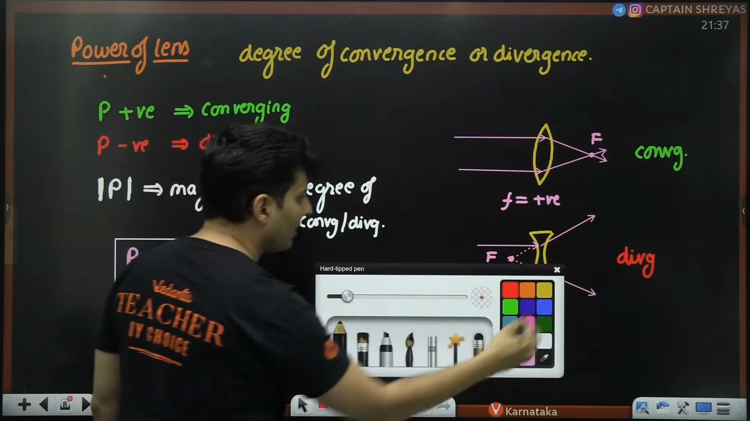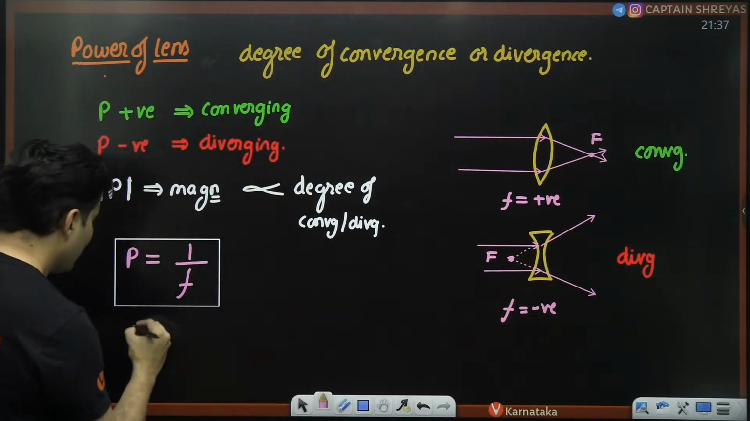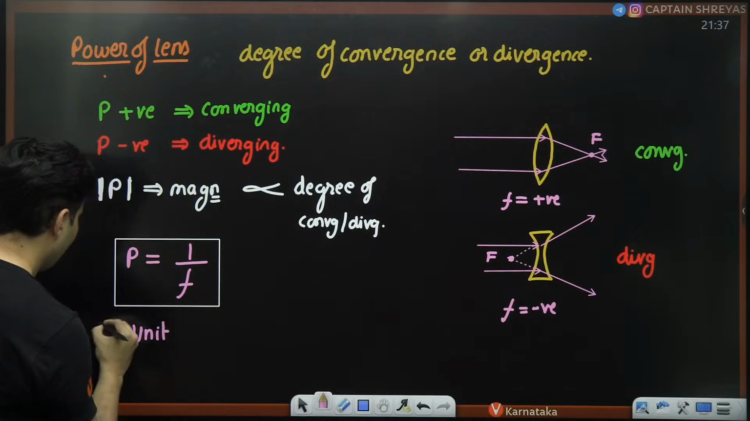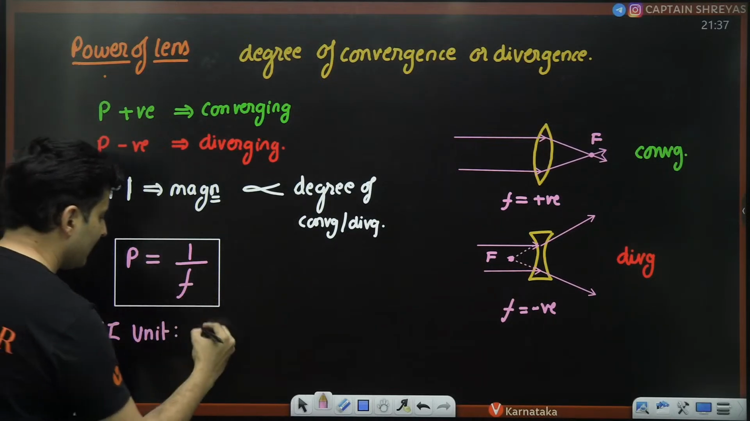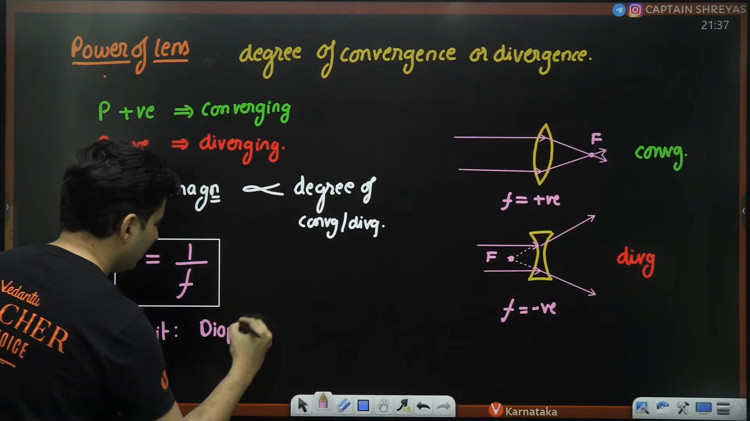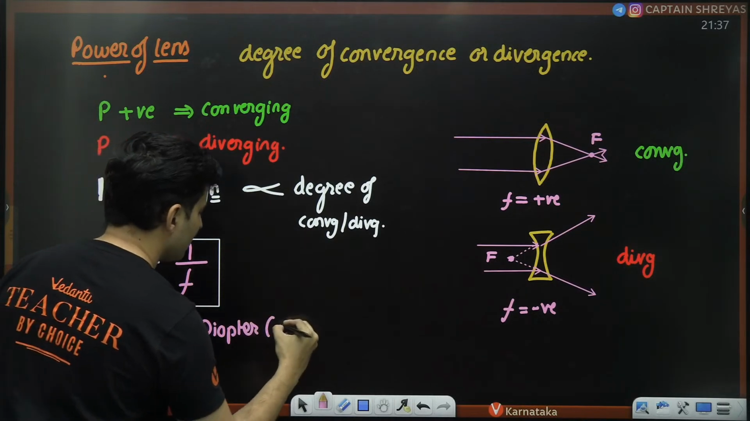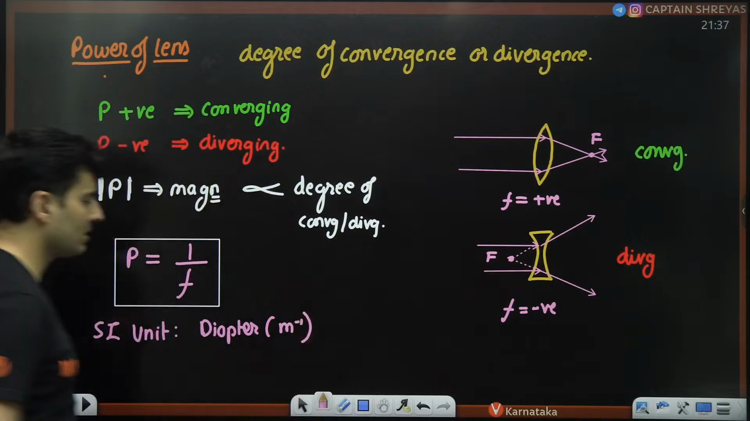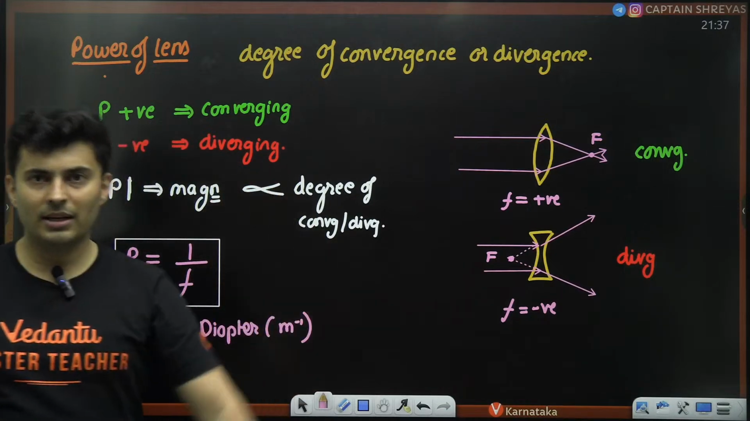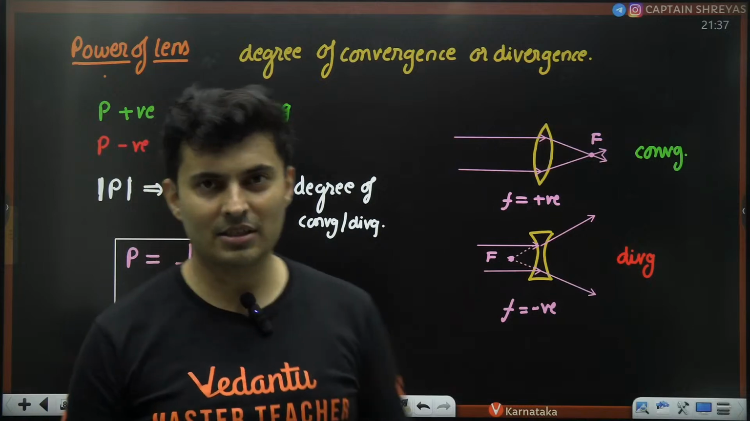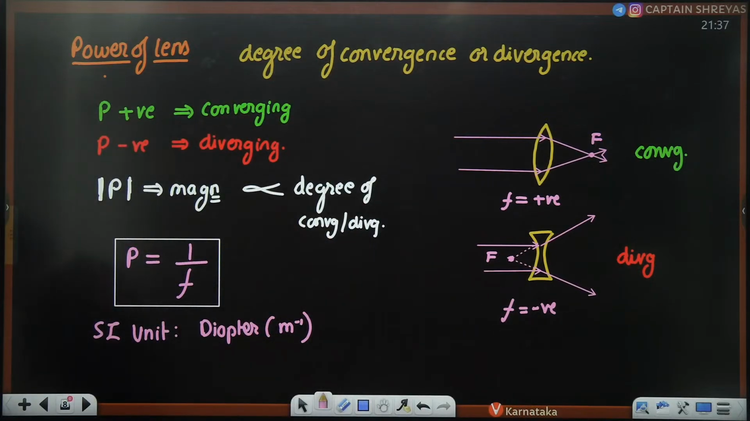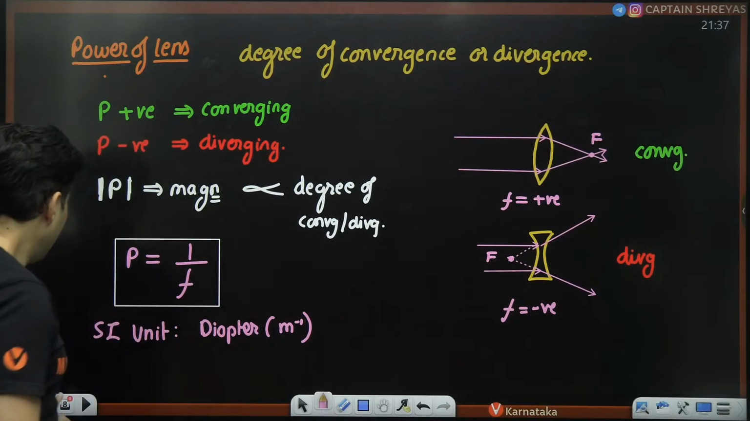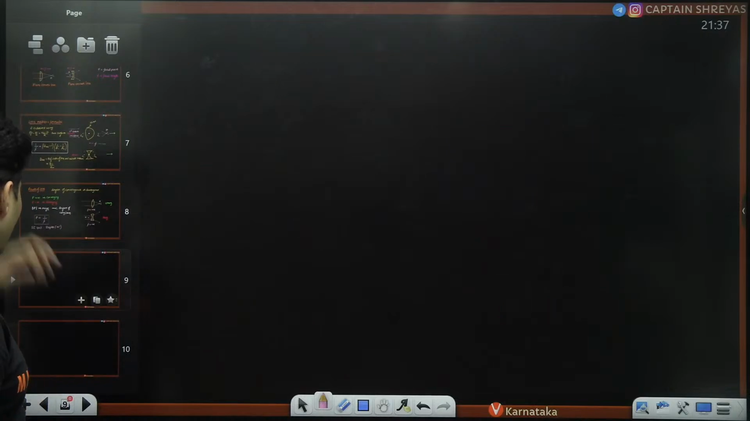And if you ask me what is the unit, sir? The SI unit of power is meter inverse, and that is called a diopter. A diopter is a meter inverse. That's the SI unit of power. Is this absolutely clear? Everybody with me? Perfecto. Now, I'll show you some examples, don't worry.